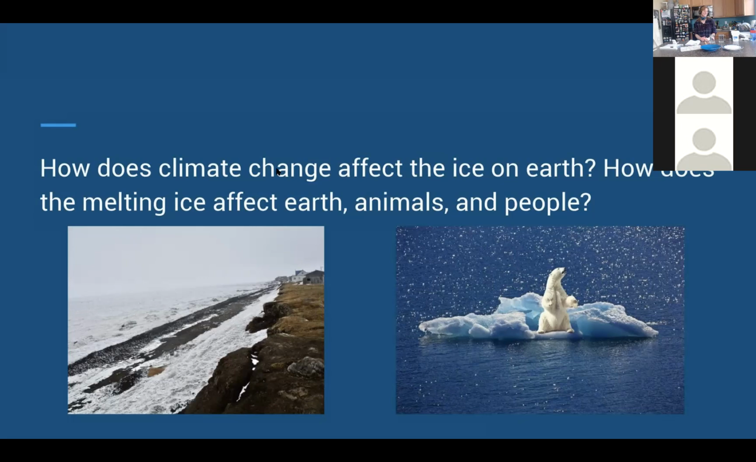Warm air will melt the ice, but in cold air, it won't melt the ice. Great. What about the water? What about if the water is getting warm? It will affect the ice, but if it's cold, that means it won't affect the ice. Okay. What does that mean for the polar bears?